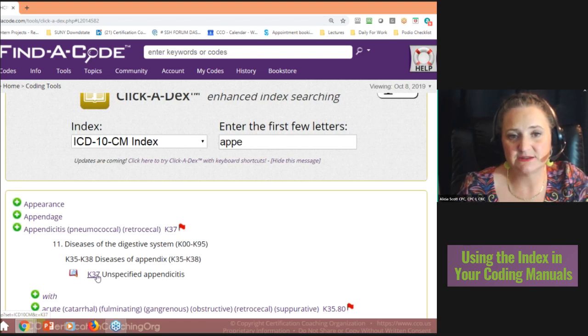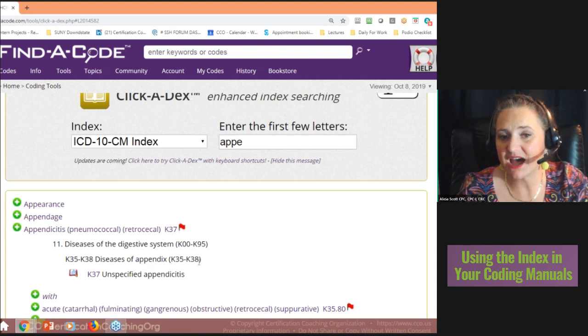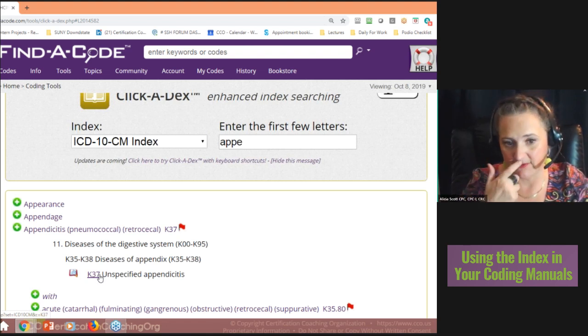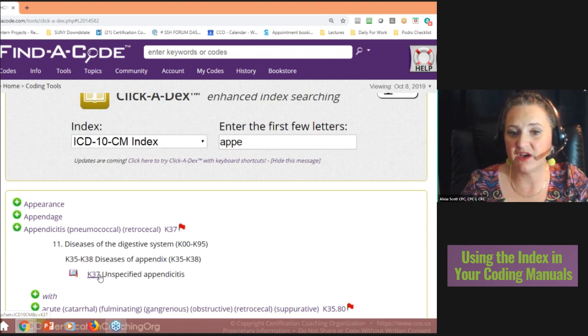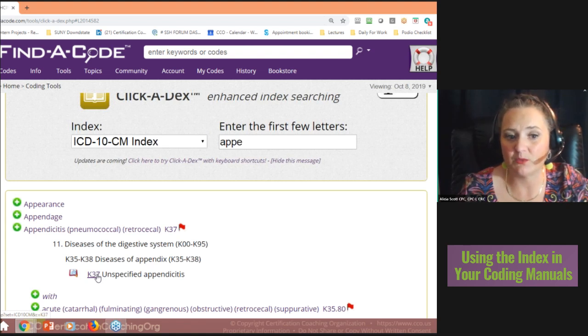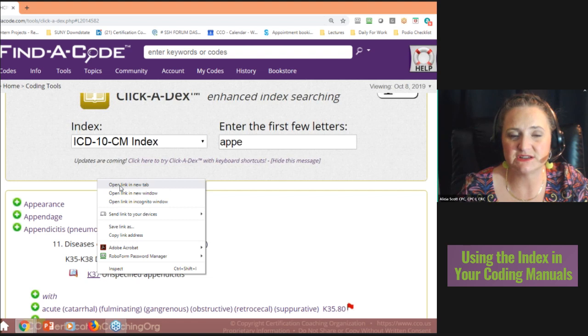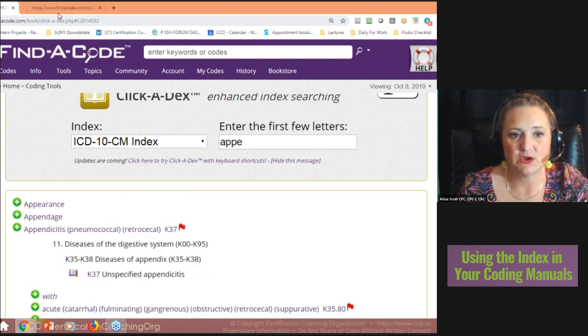Now, that is where we go to our tabular. K37 is unspecified appendicitis, but actually, diseases of the appendix can be K35 through K38. So there's a higher specificity. The index, you never take the code from the index. You always go to the tabular and verify, because unspecified appendicitis may not be what we want, right? So I'm actually going to see if this will open up. My internet doesn't always work really quickly for me, unfortunately, where I live now.